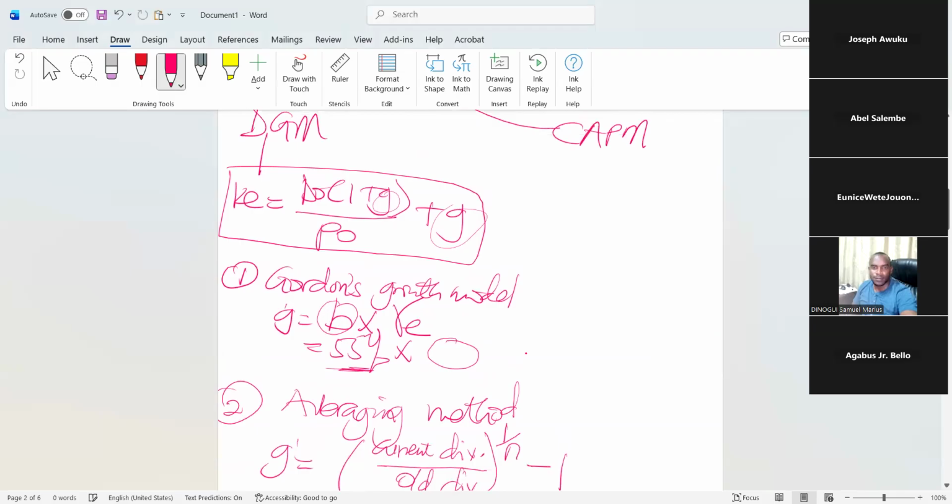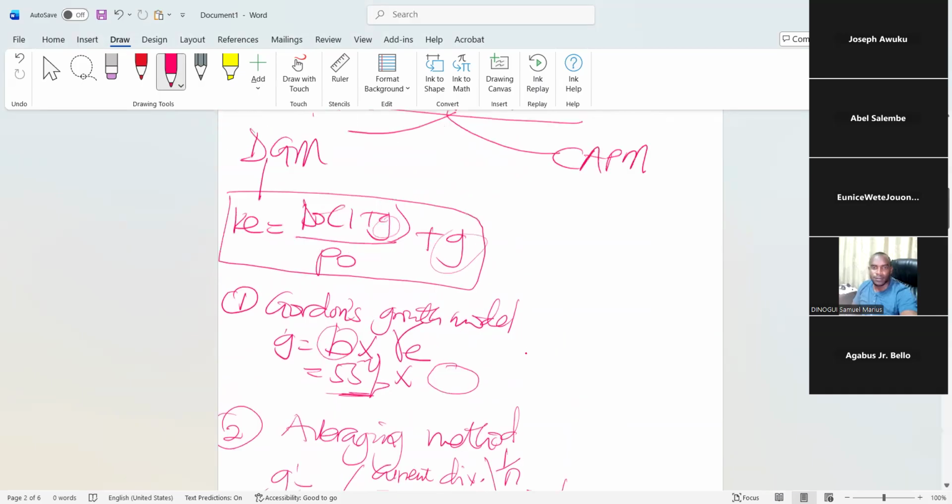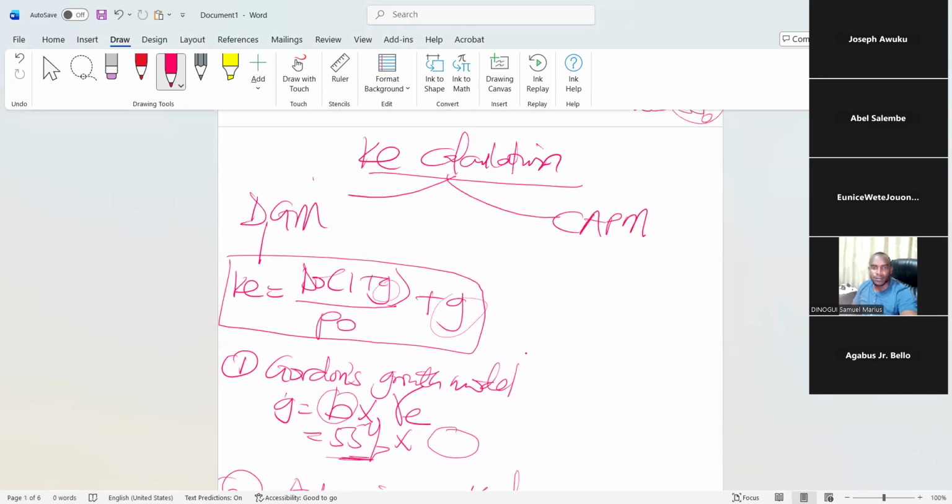So when the examiner gives you D1, D2, D3, D4, the dividends, he can give you maybe 50, 40, 90, 300, 70. Then that means he is going to worry you with the calculation of the growth rate using the averaging method. So the KE calculation is actually done using either the dividend growth model or the CAPM. But we only go through the hell of the growth rate when he doesn't give it to us, then we either use the Gordon growth model or the averaging method.